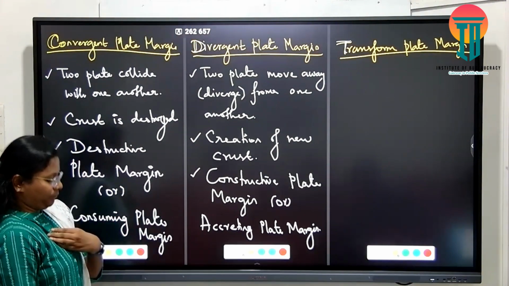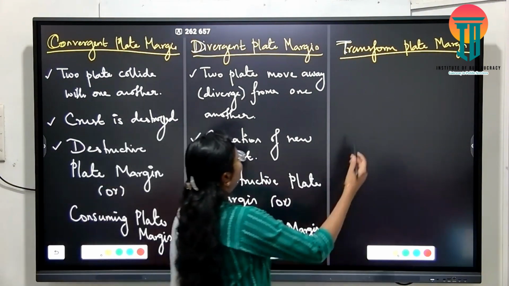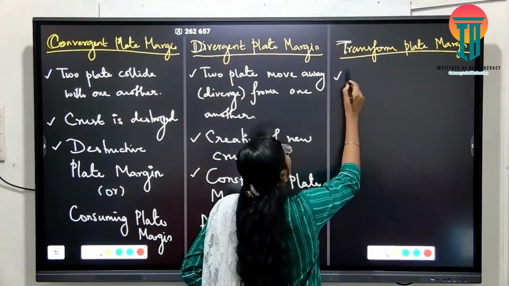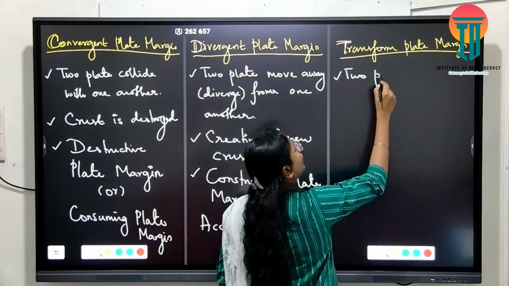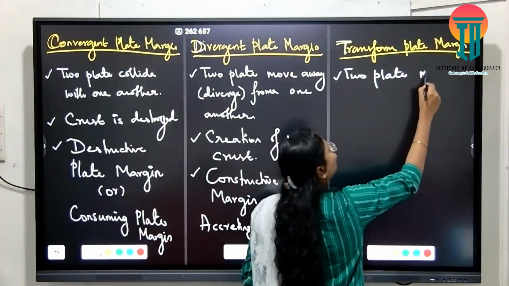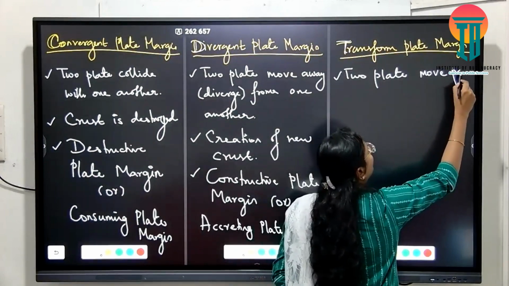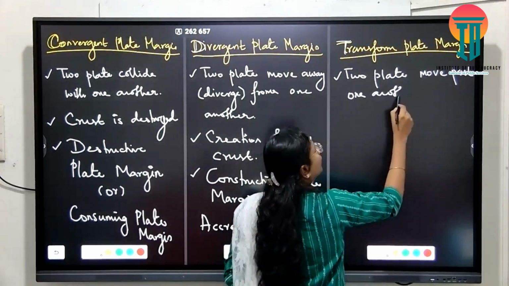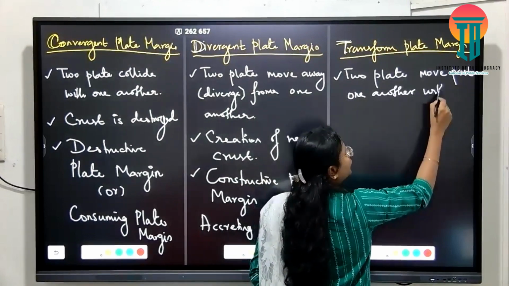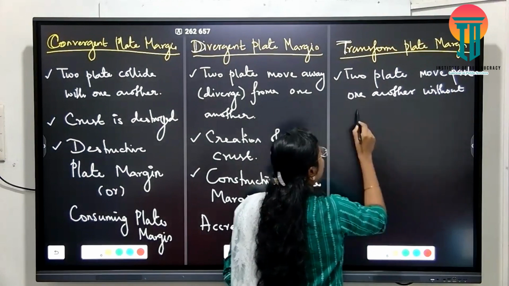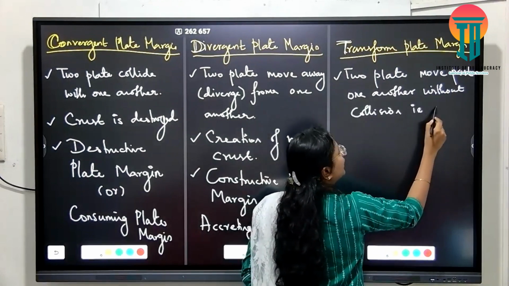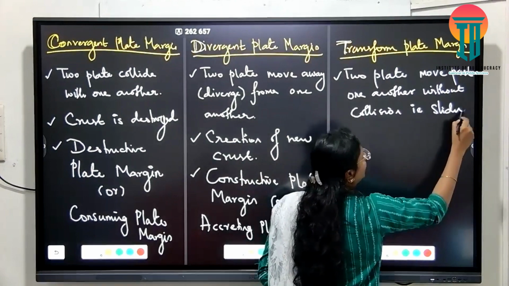What about transform? Transform is when two plates move past one another without collision, that is sliding across one another.